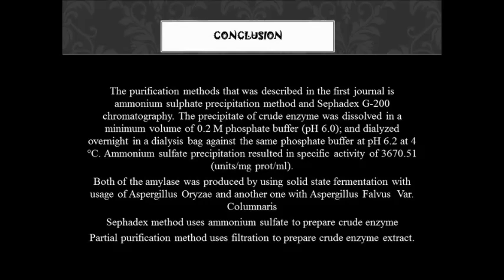The amylase was produced by solid-state fermentation using Aspergillus oryzae in one study, and in another, Aspergillus flavus var. columnaris. The Sephadex method uses ammonium sulfate to prepare crude enzyme. The partial purification method uses filtration to prepare crude enzyme extract.